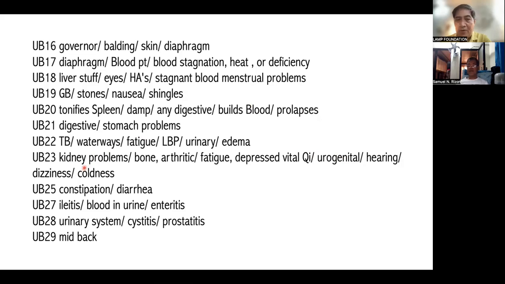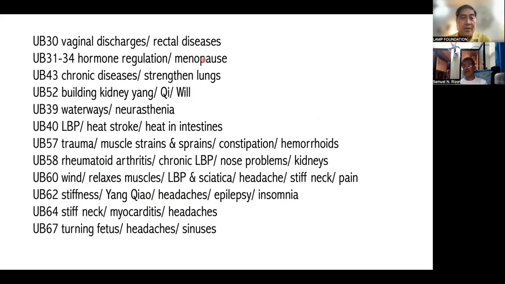Bladder 23, very favorite. Oh my, so many patients for this. Kidney problems. Okay, you already know that. Bladder 25, back shu of the large intestine, right? Constipation or diarrhea. Bladder 27, ileitis or inflammation of the ileum, blood in urine. So that's hematuria, enteritis. Bladder 28, urinary system, cystitis, prostatitis, UB29, mid-back. Bladder 30, vaginal discharges, rectal diseases. Bladder 31 to 34, menopausal, and also for hormonal imbalance.